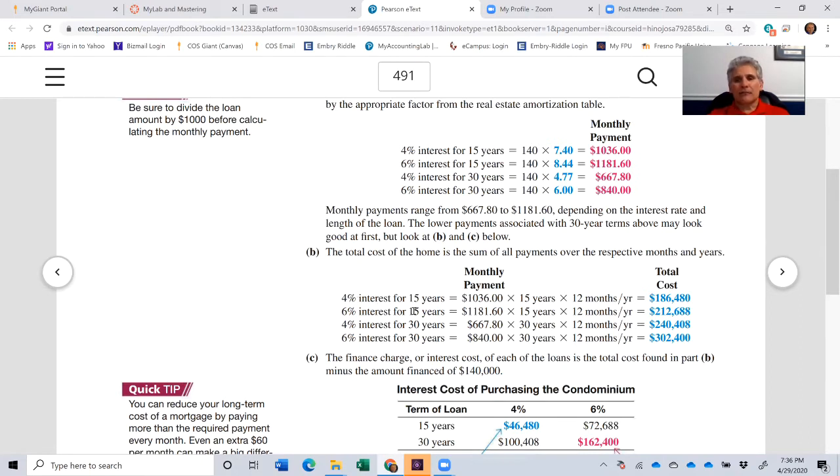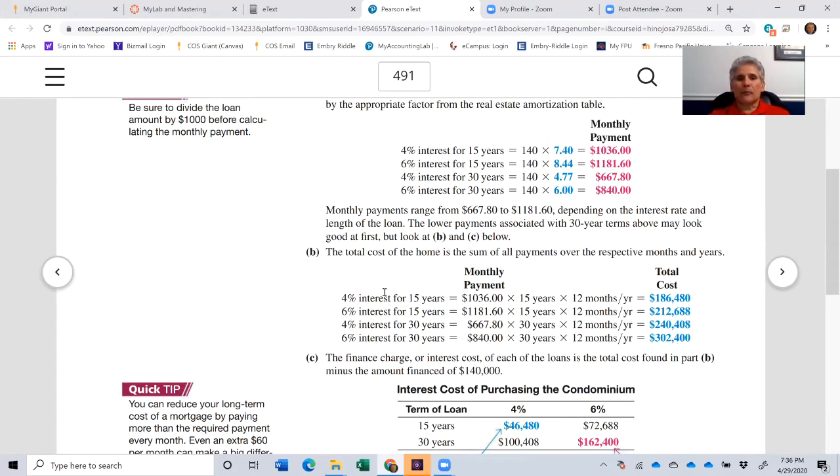Under the 6% for 15 years, we're going to end up paying $212,688. So you can see already that there's a pretty large difference, even with a 2% difference between the two loans. And then if we push it out for 30 years on 4%, now we're looking at $240,408. It's going to be paid over the lifetime of that loan. And then for 6% for 30 years, $302,000.